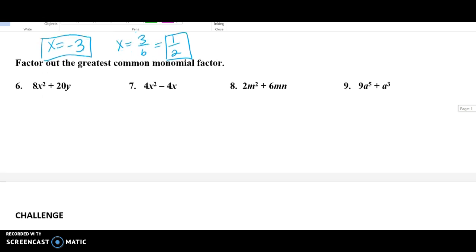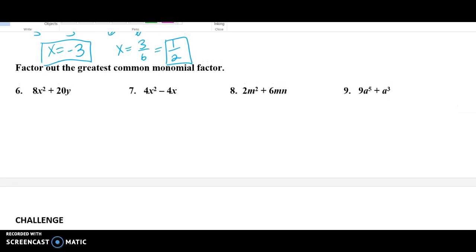Okay, for numbers 6 through 9, we're just factoring out the greatest common factor. So remember, there's no equal sign. We're not solving anything. We're just factoring. So the prime factorization of 8x squared is 2 times 2 times 2 times x times x. The 20y will factor out to 2 times 2 times 5 times y. So if we look for some common factors here, we have one of the 2's, another 2, and that's it. Nothing else is a common factor.